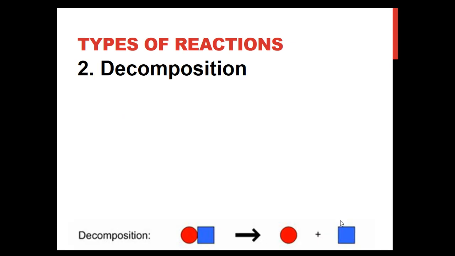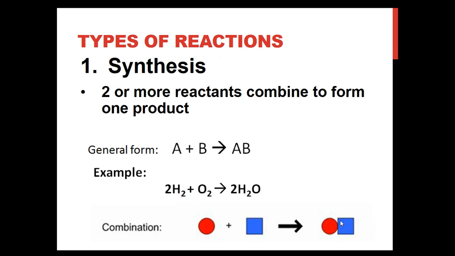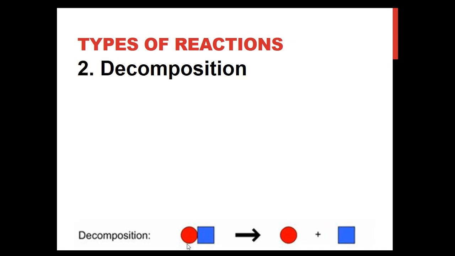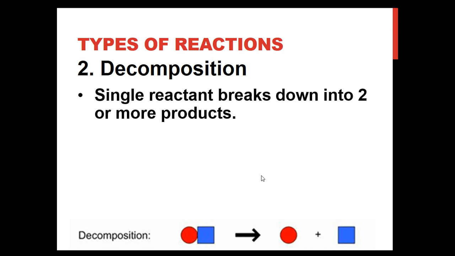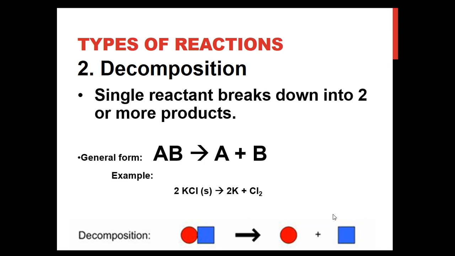Next, let's take a look at decomposition. Decomposition is the opposite of synthesis. It's as though you take it and you switch the arrow around. So if you turn this arrow around, you would get a decomposition reaction. And here we have one thing making multiple things, breaking down into multiple things. So it's the opposite of synthesis, making 2 or more products. It has to be one thing, so one whole thing, breaking down into 2 or more things. Okay? Now, here's the opposite general form: AB makes A plus B.